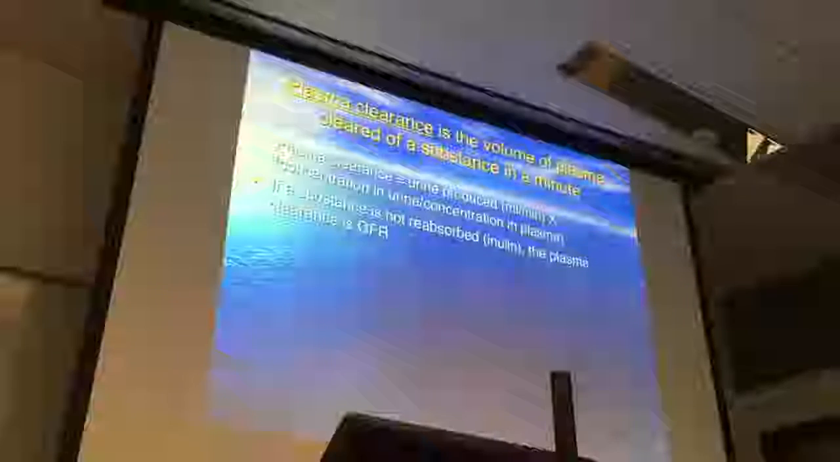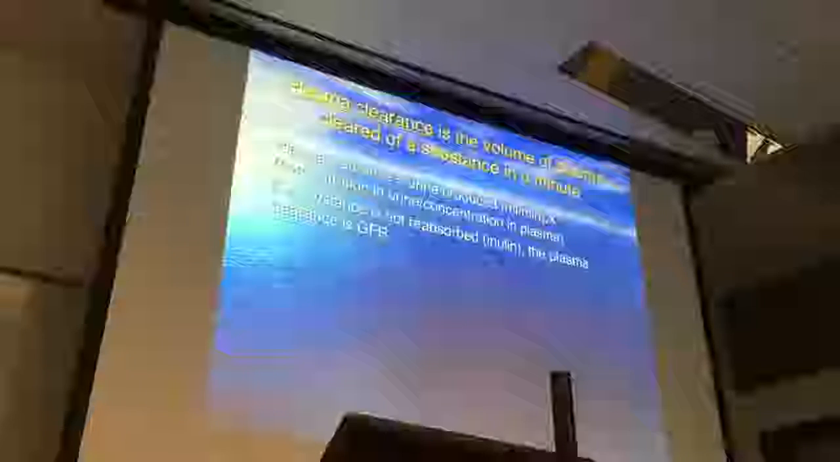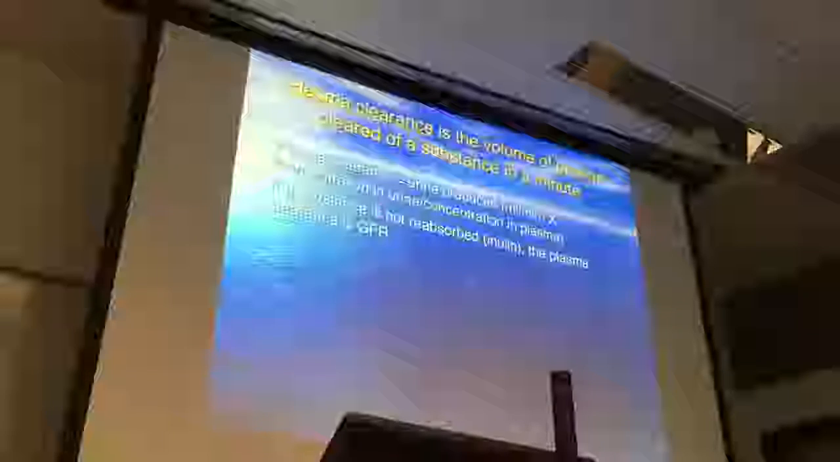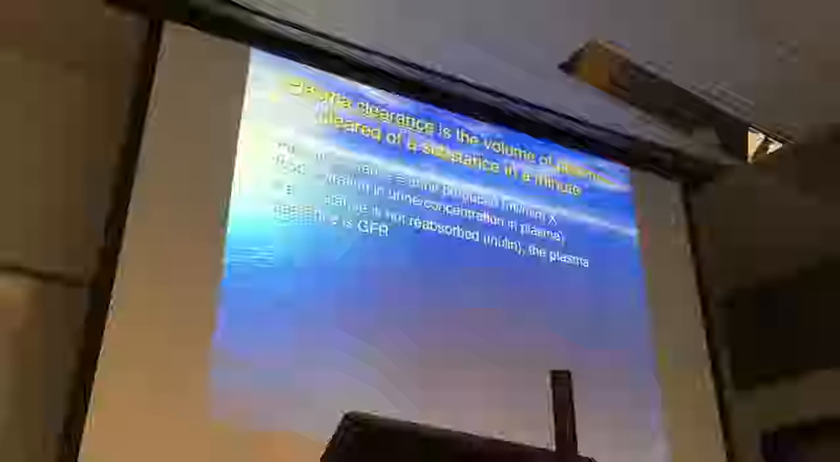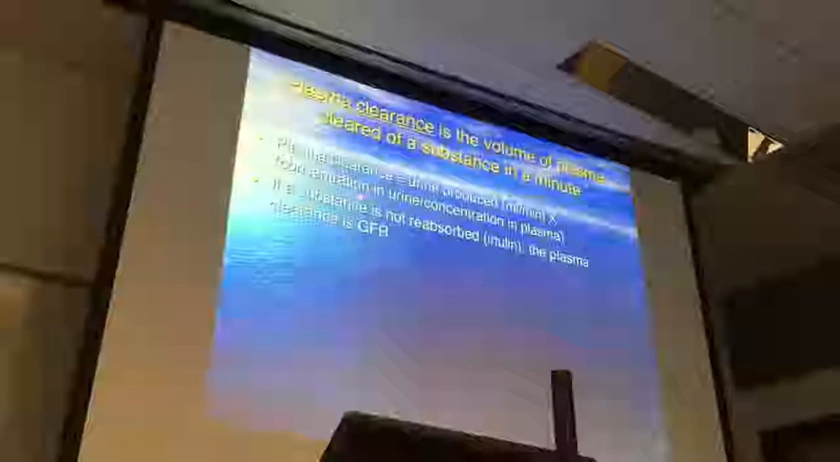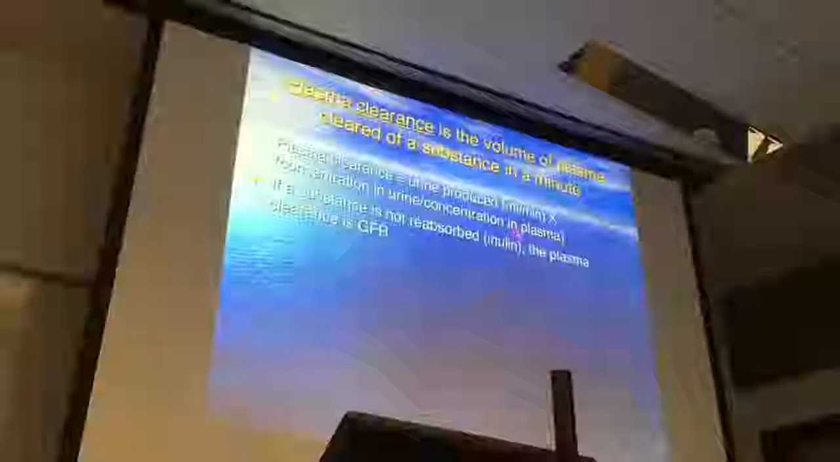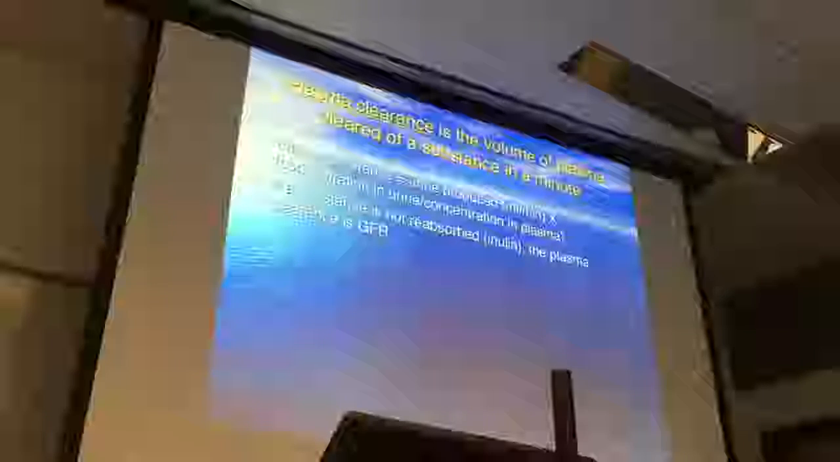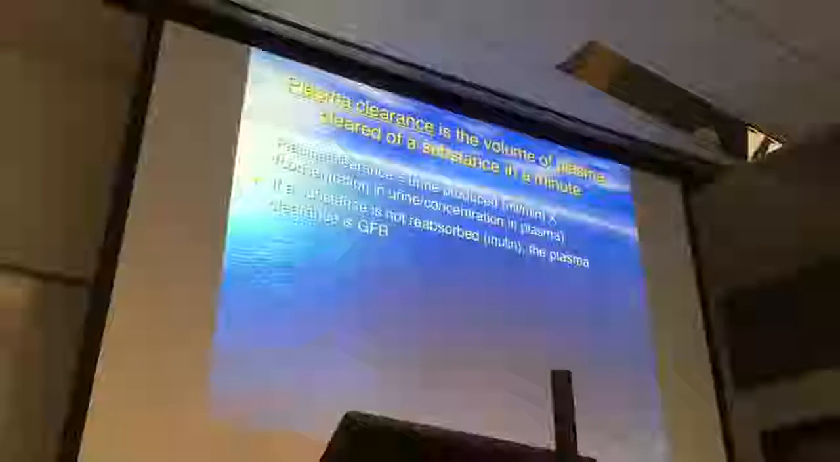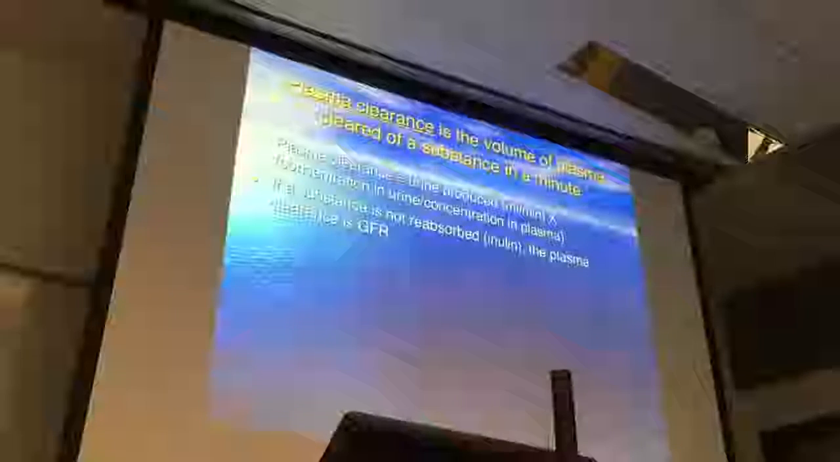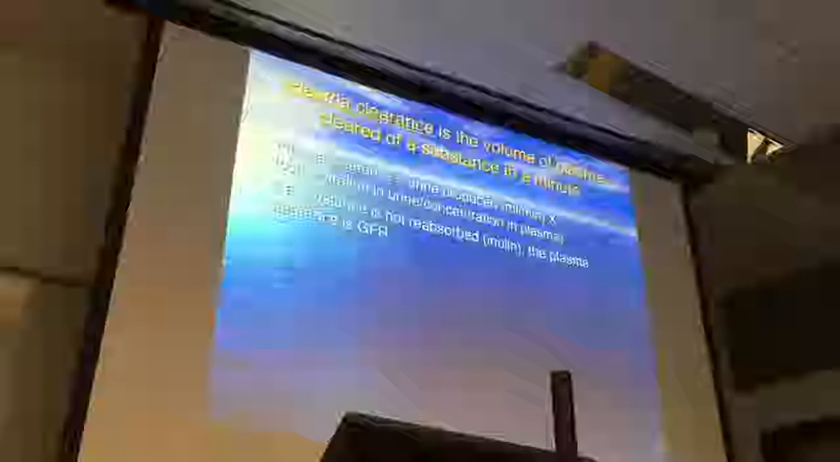Plasma clearance. You can calculate plasma clearance by taking the volume of urine produced, milliliters per minute, the concentration of that entity in the urine, and the concentration in plasma. If you know all of those, you can calculate plasma clearance. Milliliters per minute, concentration is so much per milliliter, concentration so much per milliliter. They cancel out. You're clearing a certain volume of plasma per minute.